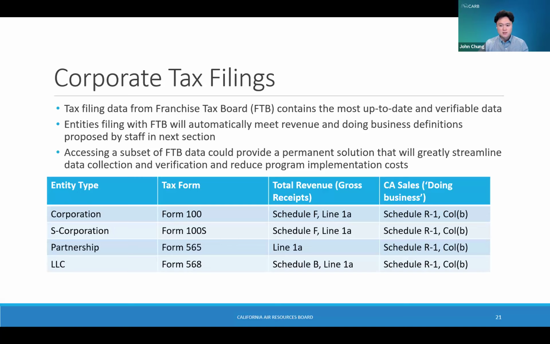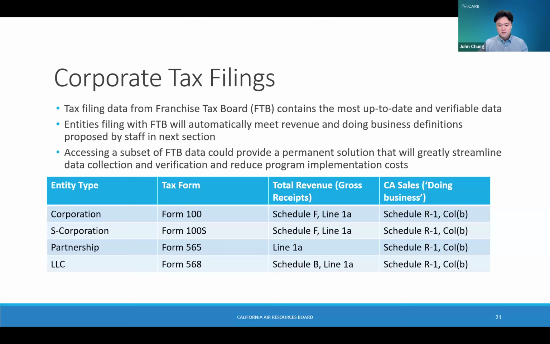To operationalize this, staff could evaluate revenue thresholds based on Schedule F, line 1A in the Form 100, or Schedule R1, column A. And for group filings, any subsidiary or company listed on Schedule R could be considered as doing business in California unless they could demonstrate they're not meeting FTB's sales threshold definition. California sales reported by each entity in Schedule R1, column B would also help staff make this determination. Staff will discuss these proposed definitions in more detail in the next section, and any future data sharing would occur under strict confidentiality and statutory authorization.